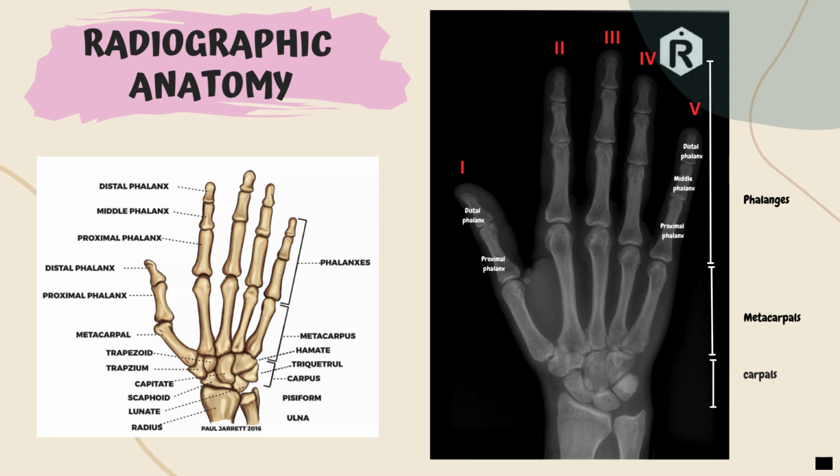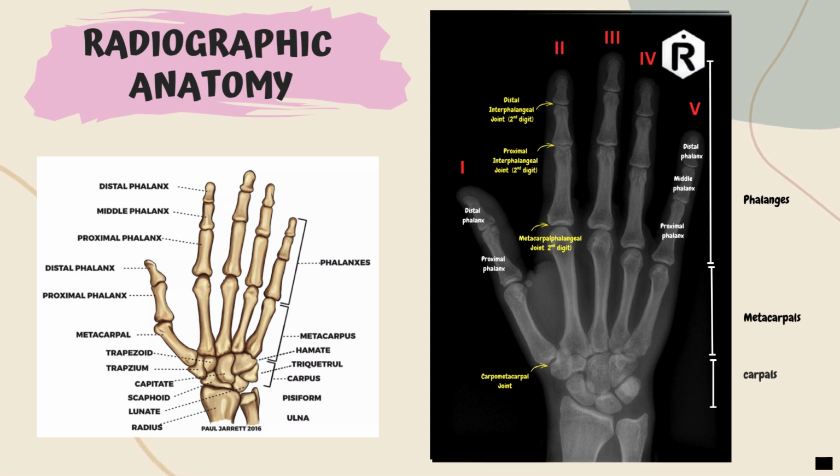This view also demonstrates the joints, including the proximal and distal interphalangeal joints, the metacarpophalangeal joint at the base of each digit, and the carpometacarpal joint, which connects the metacarpal to the carpal bone. The metacarpal has three parts: the base, shaft, and head. This projection should also include about 2.5 centimeters of distal radius and ulna at the inferior part of the radiograph.